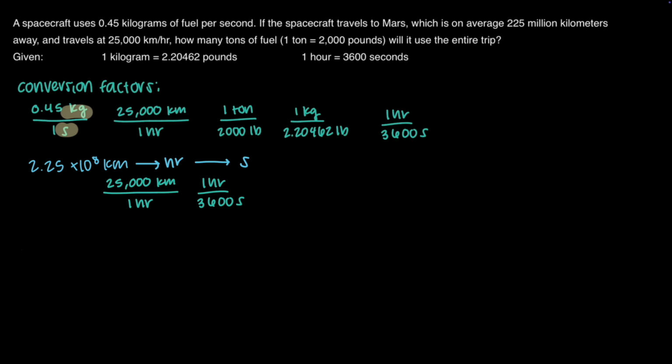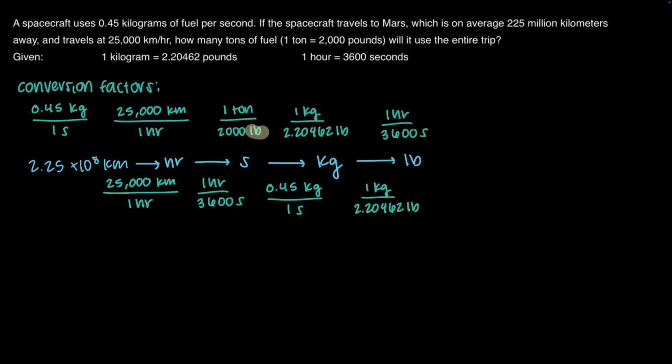Seconds are connected to kilograms in the conversion 0.45 kilograms per second, so I can next convert to kilograms. Kilograms are also connected to pounds in the conversion 1 kilogram per 2.20462 pounds, so I can next convert to pounds. Pounds are also connected to tons in the conversion 1 ton per 2,000 pounds, so I can convert to tons. The end unit we need is tons, so we have completed our unit map and can now set up all units to cancel.